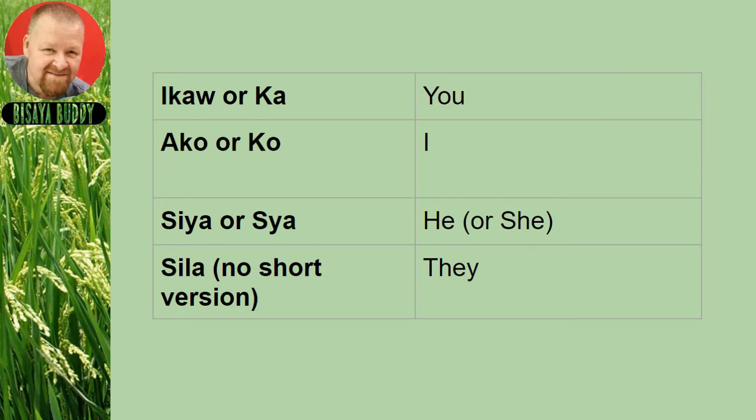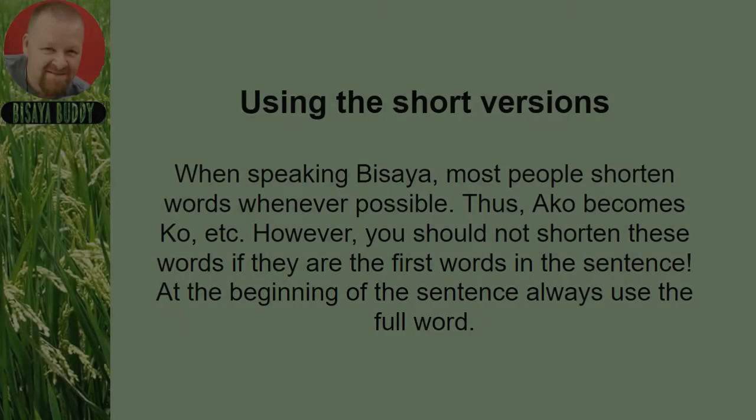If you want to say he or she, we're going to talk about that in a minute. He or she is siya, or it can be shortened to sha. Siya or sha. If you want to say they, that is sila. There is no short version on that particular word.